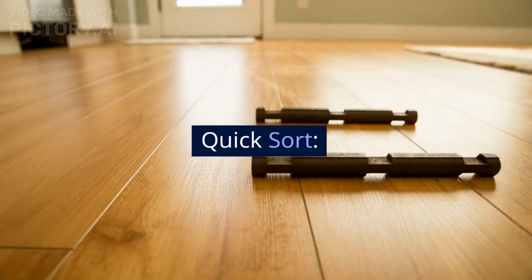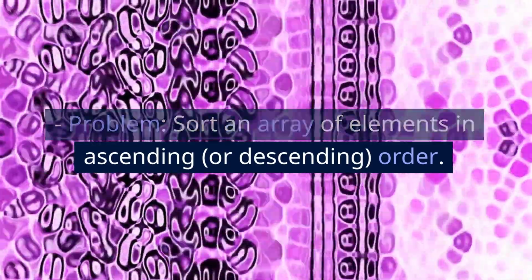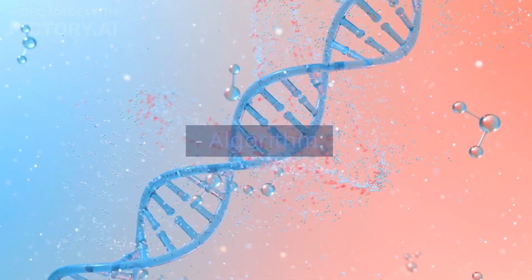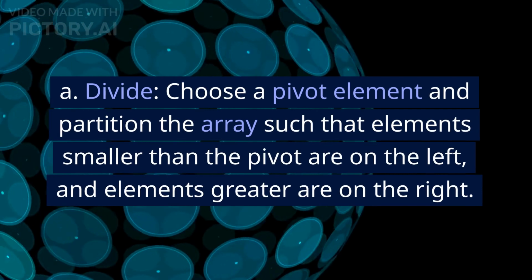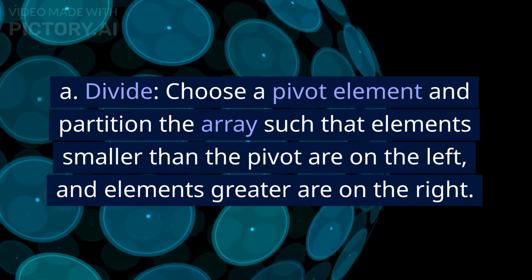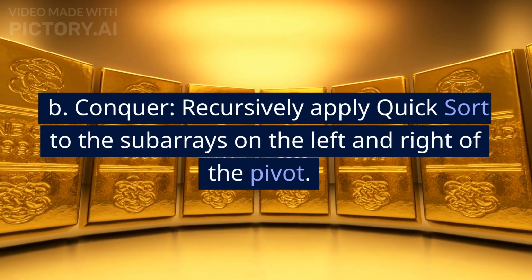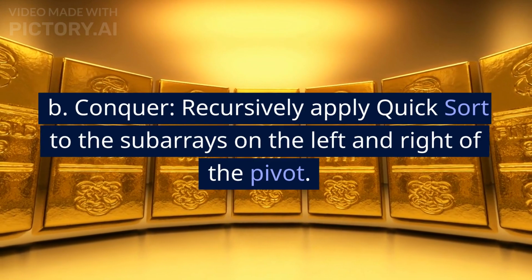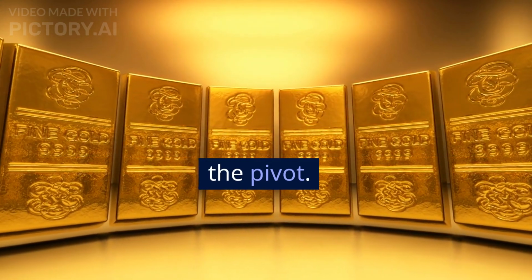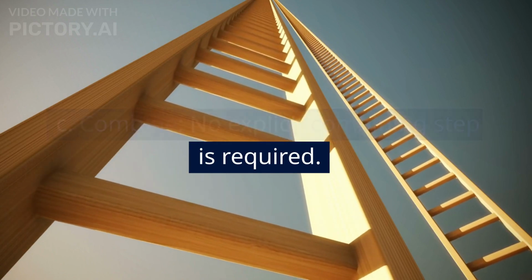3. Quick sort. Problem. Sort an array of elements in ascending or descending order. Algorithm. A. Divide. Choose a pivot element and partition the array such that elements smaller than the pivot are on the left, and elements greater are on the right. B. Conquer. Recursively apply quicksort to the subarrays on the left and right of the pivot. C. Combine. No explicit combining step is required.